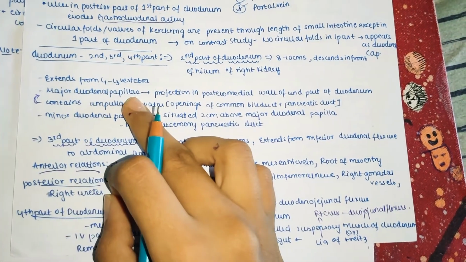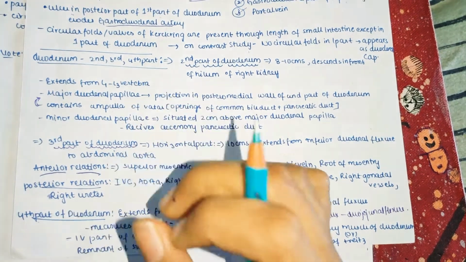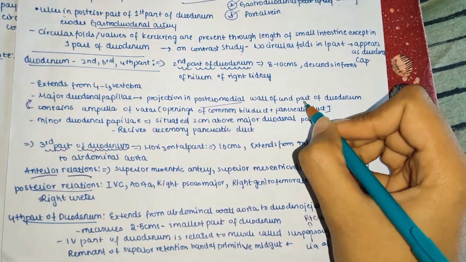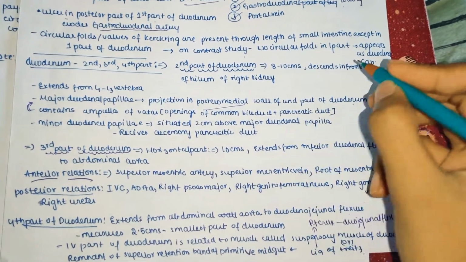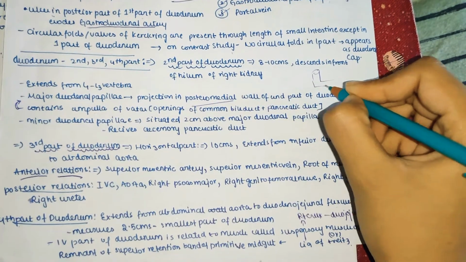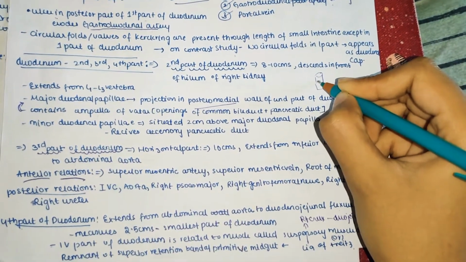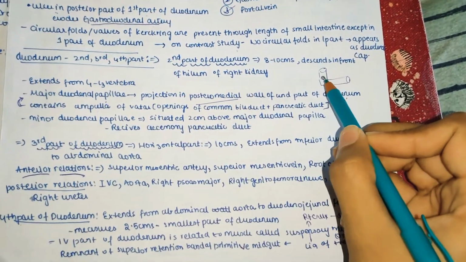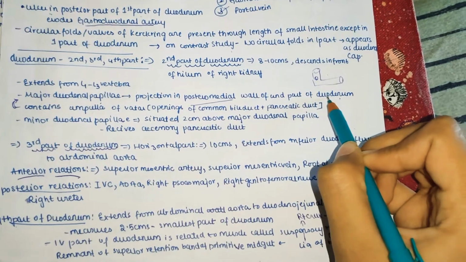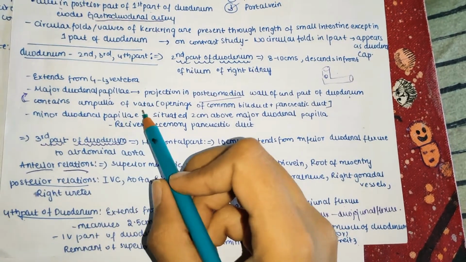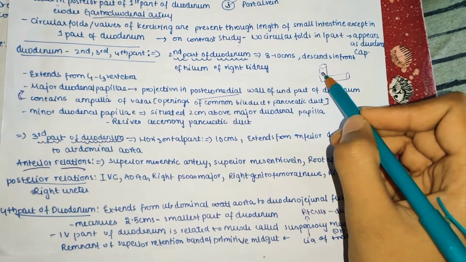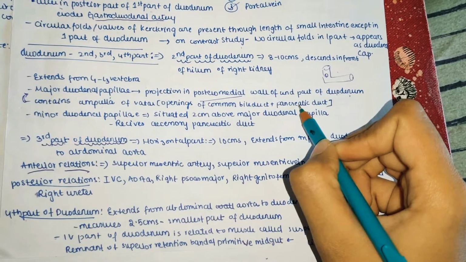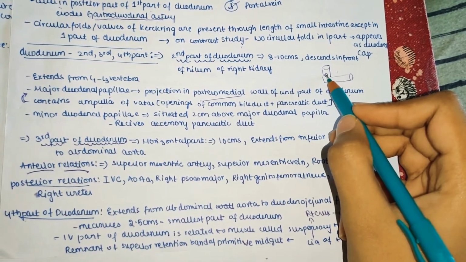And the major duodenal papilla, what is the major duodenal papilla? It's actually a projection in the posterior medial wall of the second part of duodenum. Okay. So for example, let us draw duodenum here. So here you will have a major duodenal papilla. Okay. So the major duodenal papilla is a projection in the posterior medial wall of the second part of duodenum. It mainly contains the ampulla of Vater. Okay, you know the ampulla of Vater is nothing but the opening of both common bile duct and pancreatic duct. So they both open in the major duodenal papilla.